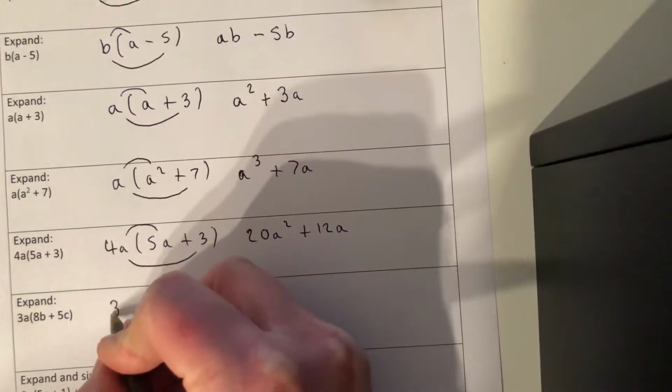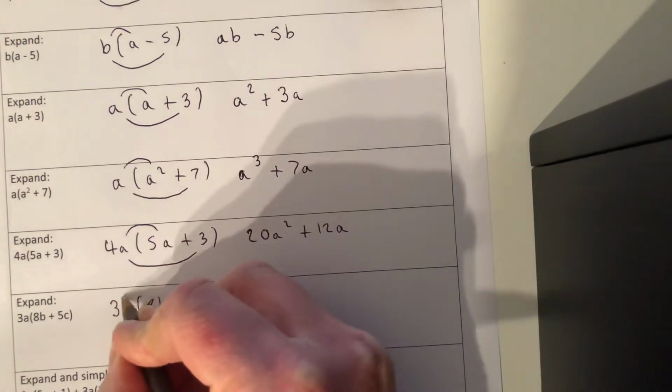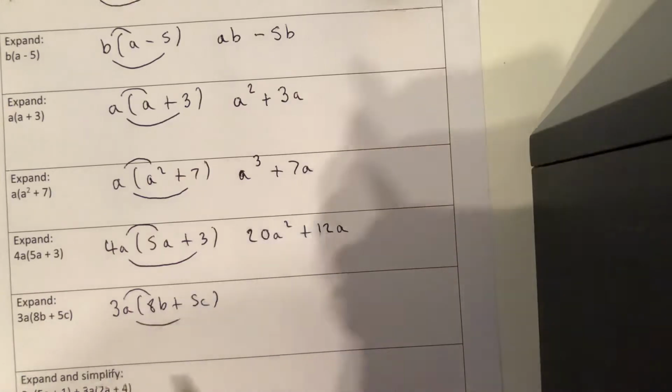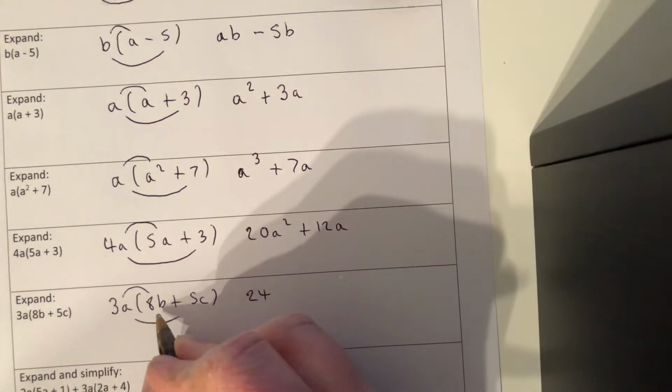Right, this one is very similar. 3a, lots of 8b add 5c. Put little arrows in here. So again, what we say, 3 8s, 24. A times b, ab.